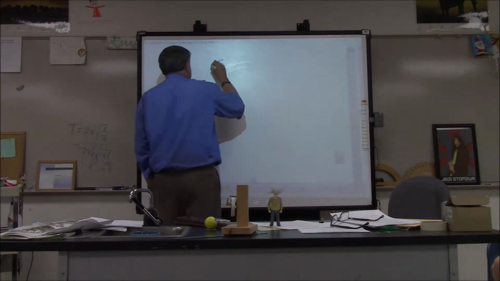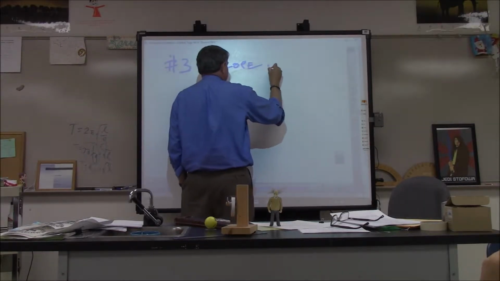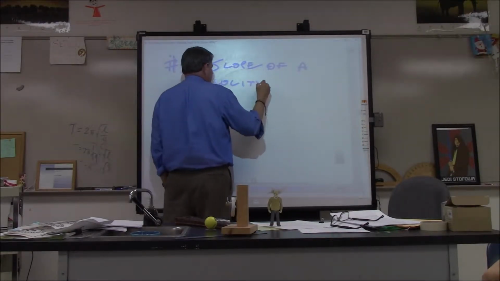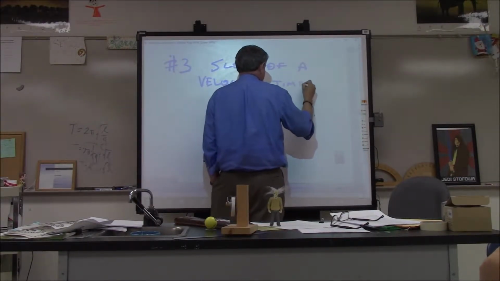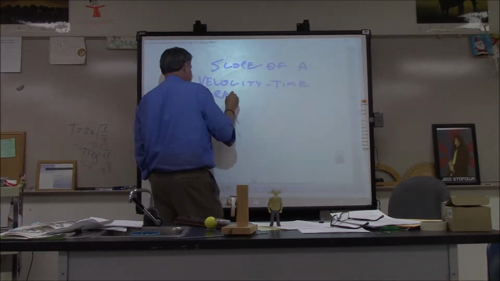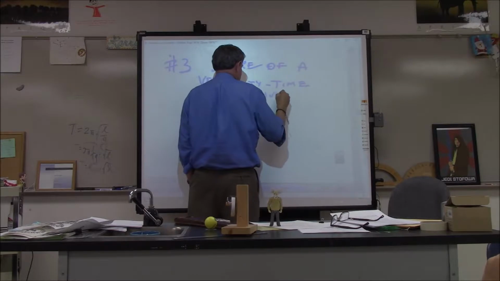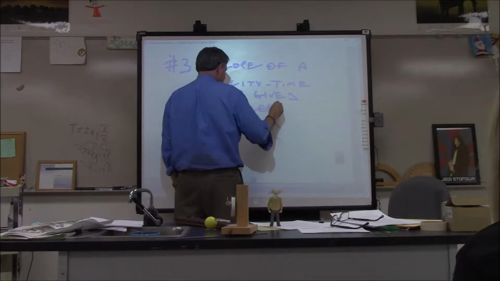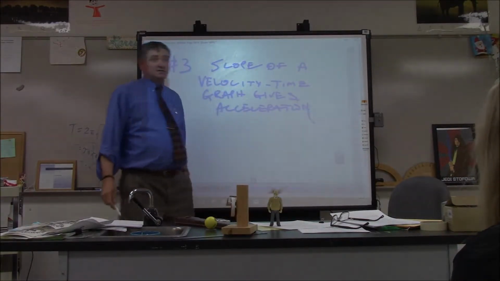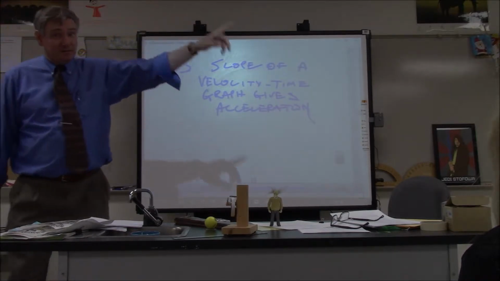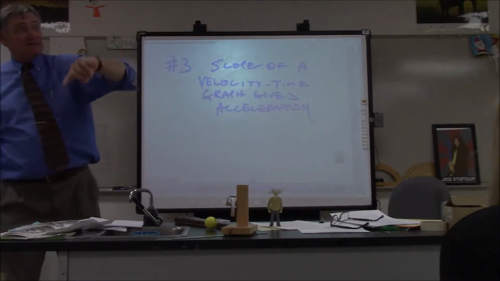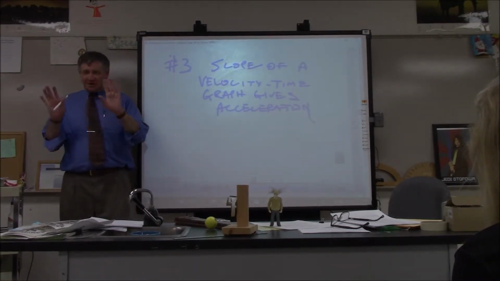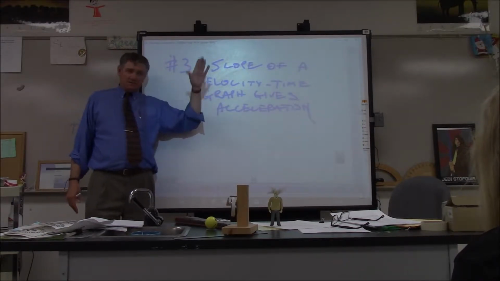The slope of a velocity time graph gives acceleration. Okay? So the slope of a position time graph gives velocity. The slope of a velocity time graph gives acceleration. Okay? Cool with this? Good. All right. Don't memorize it. You just look at the units, whatever works for you.